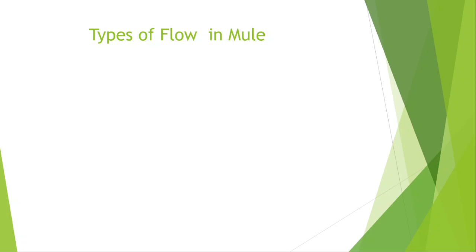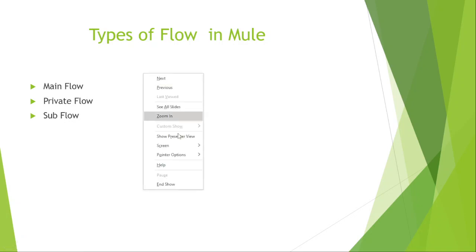In this lesson, we are going to see the types of flow, how many types of flow are possible in Mule. First is the main flow that we used to create, and we have created many main flows till now. After that we have the private flow, and after that we have the sub flow. If you don't know what a private flow, main flow, and sub flow are, don't panic. I am going to cover each and every topic in detail.